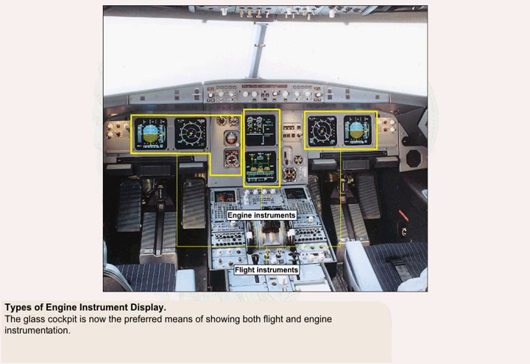Both types of display convey essentially the same information to the pilot, but the flexibility of the glass cockpit system means that it's now taking over as the preferred means of showing both flight and engine instrumentation.